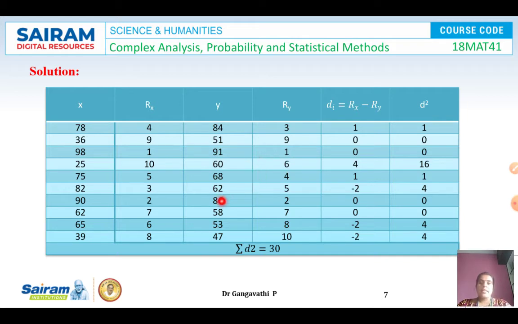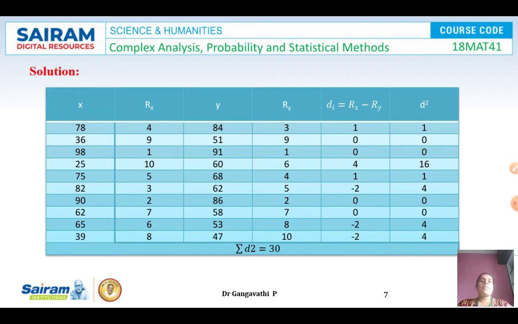Next is 86. 86 will get the second rank. Then 84 will get the third rank. Likewise, 68 will get the fourth rank, 62 will get the fifth rank, then 60 will get the 6th rank, likewise. So arrange them in the descending order and write the numbers or ranks according to the marks they have obtained. So these are the ranks that we will get.